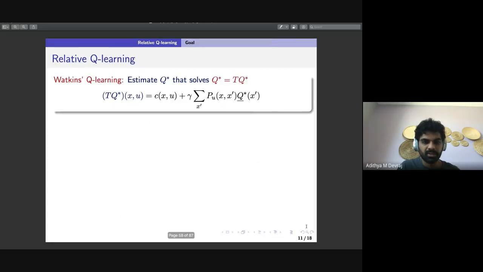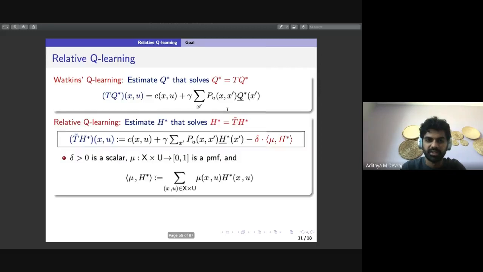So now I'll be introducing the relative Q-learning algorithm. The goal in Q-learning is to solve this nonlinear fixed point equation, where T is the Bellman operator, which is defined here. The goal in relative Q-learning is to solve a modified nonlinear fixed point equation. Let's call that the relative Bellman equation.